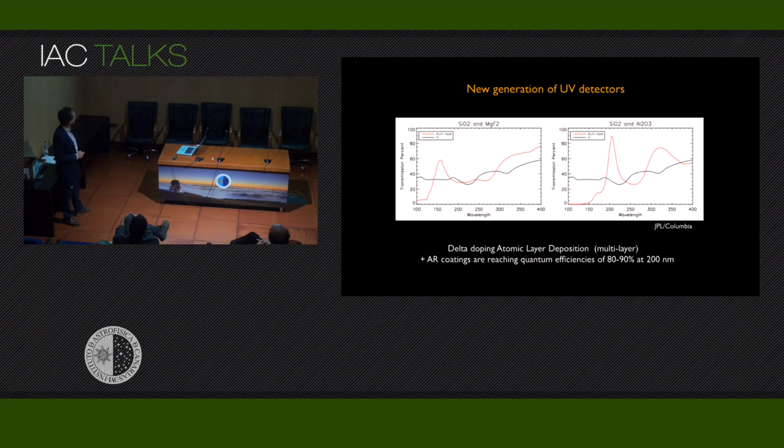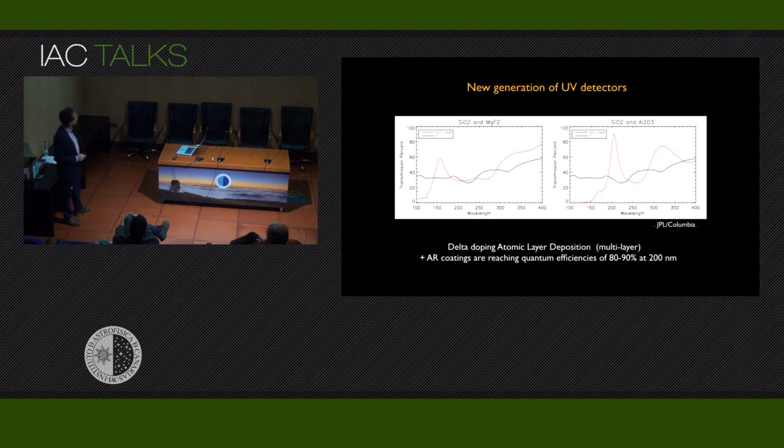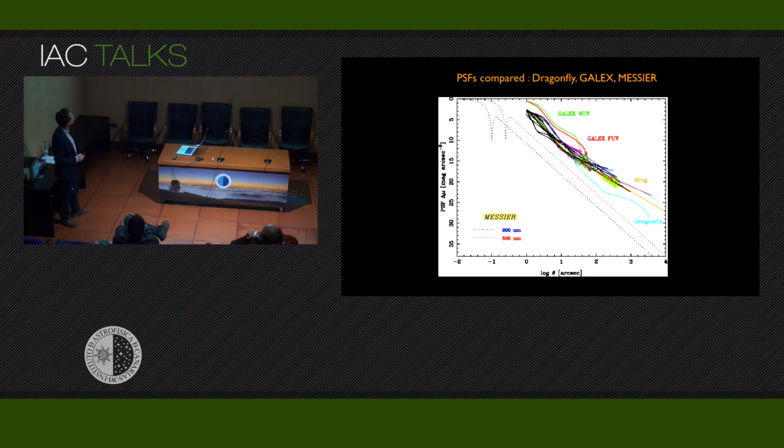Now, okay, what about UV detectors? CCDs are fine, but in the UV, the breakthrough came from JPL and Columbia, where they can do this delta doping in CCDs and reach quantum efficiencies essentially near 80% at 200 nanometers. So it's time to come back to the UV domain, which has been neglected for so many years, because now we have detectors as efficient as in the optical.